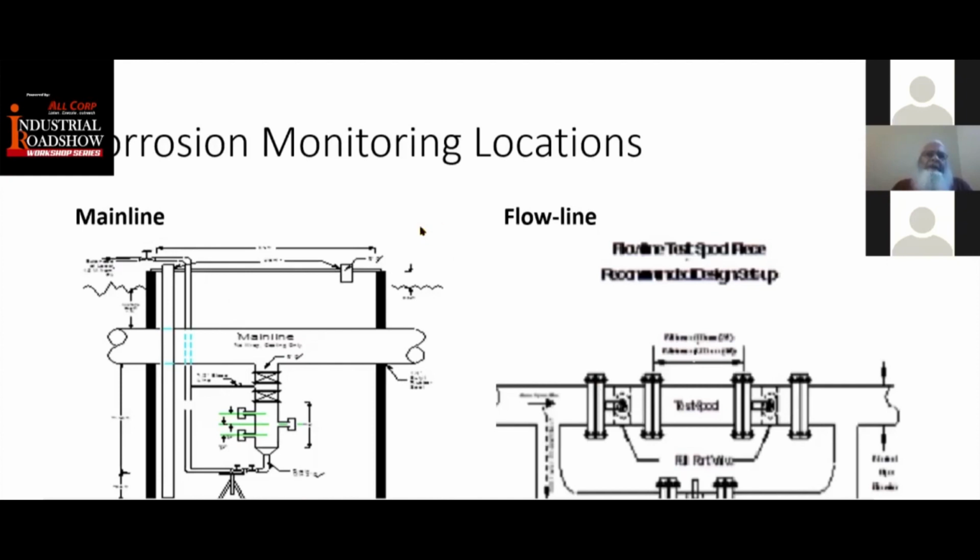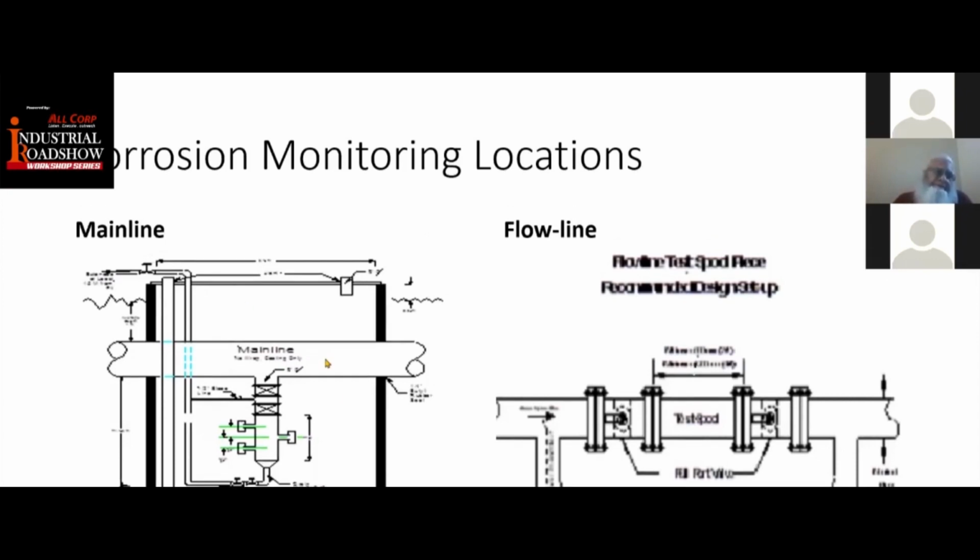The corrosion monitoring location for the main line, which is a cross-country line, usually quite big lines, generally about 20 inches in diameter. The pipelines are always put underground. For underground pipelines, we need to have an underground pit, as you see here. And then we have to install the boot there. In the boot, we can install different types of corrosion monitoring devices.